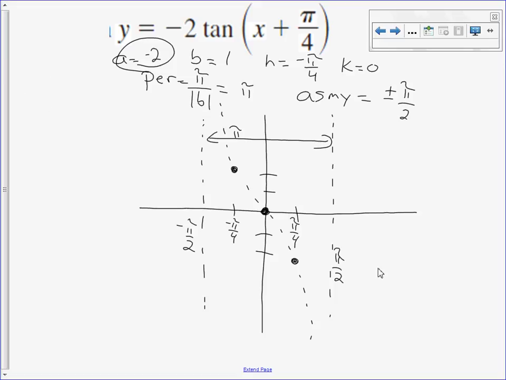Because at this point in time, I know that you could do this and go, oh, I know all my stuff. I know that it's at negative pi over 4 and 2. I know it's at 0 and 0, and pi over 4, negative 2. And asymptotes at plus or minus pi over 2. Well, I want you to. Because in all honesty, if you know all this stuff, that means you know what you did here.